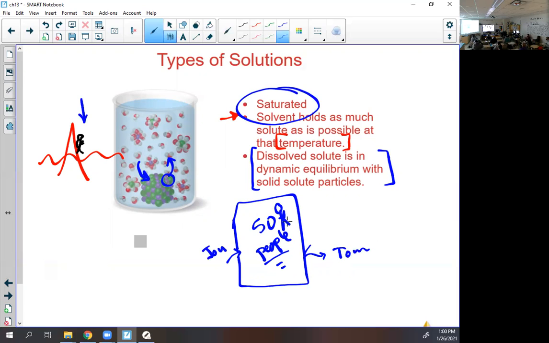So the vibe at the party has changed, but has the total number of people changed? No, this is a dynamic equilibrium. If one comes in, one goes out. And that's what happens when something is saturated.